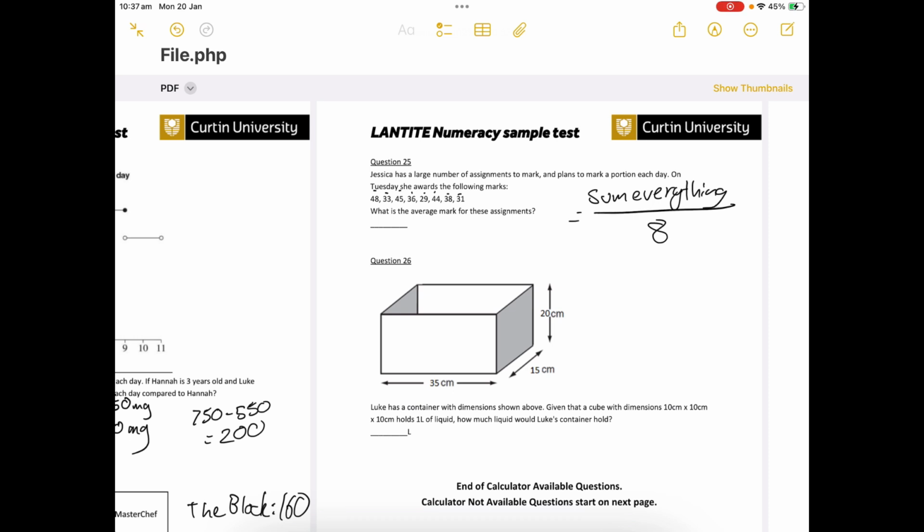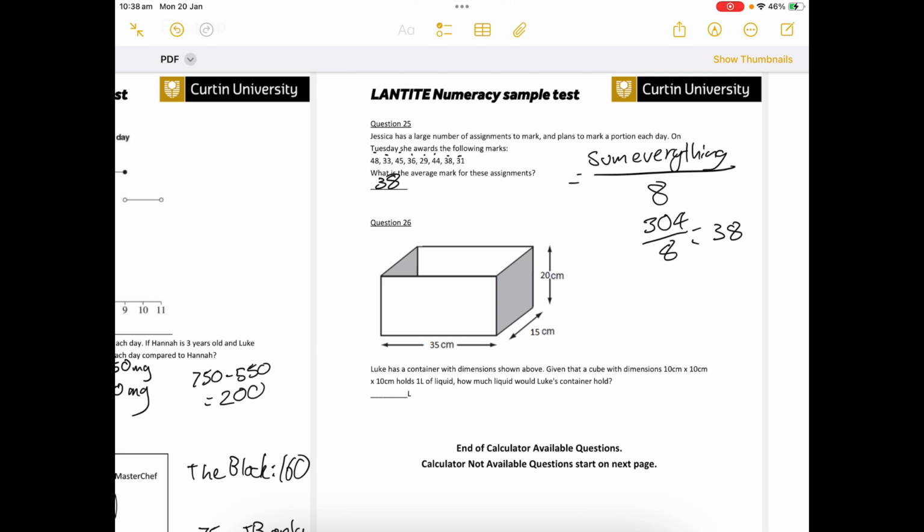Okay, so we'll do 48 plus 33 plus 45 plus 36 plus 29 plus 44 plus 38 plus 31 in your calculator. So we have 304 over 8. So in our calculator now we'll put 304 divided by 8, and that will give us 38. So the average mark for these assignments is going to be 38.